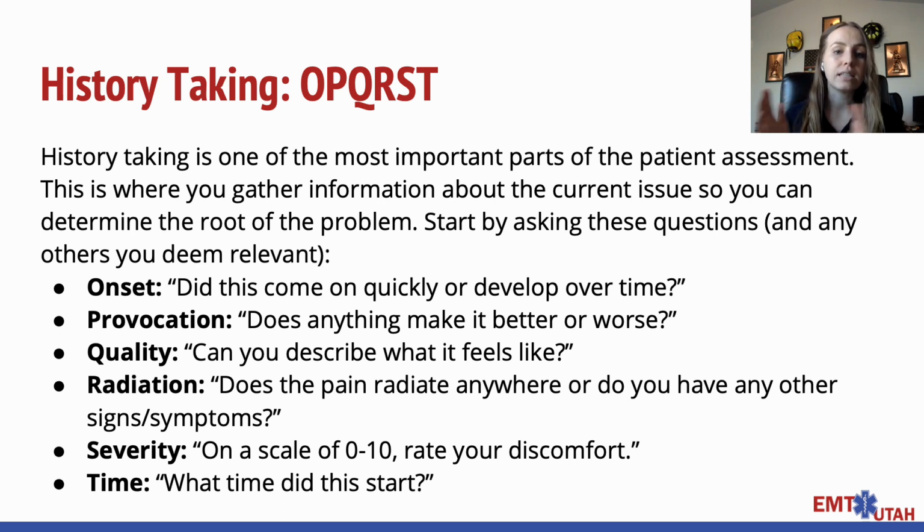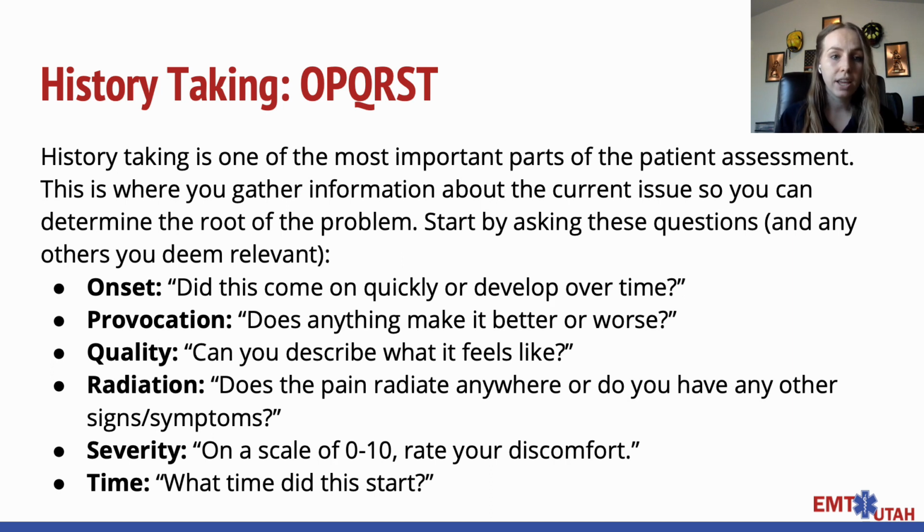There are 2 different sets of questions that we ask for the history taking section, the OPQRST questions and the SAMPLE questions. Doesn't matter which one you do first. I just recommend to do all of the OPQRST questions together, all the SAMPLE questions together so that you don't miss any. We'll start by talking about OPQRST. O stands for onset. So this is, did the pain or discomfort come on quickly, or did it develop over time? Has it been developing slowly and getting worse over the last 5 days, or did it start 5 minutes ago and it's already at its maximum?